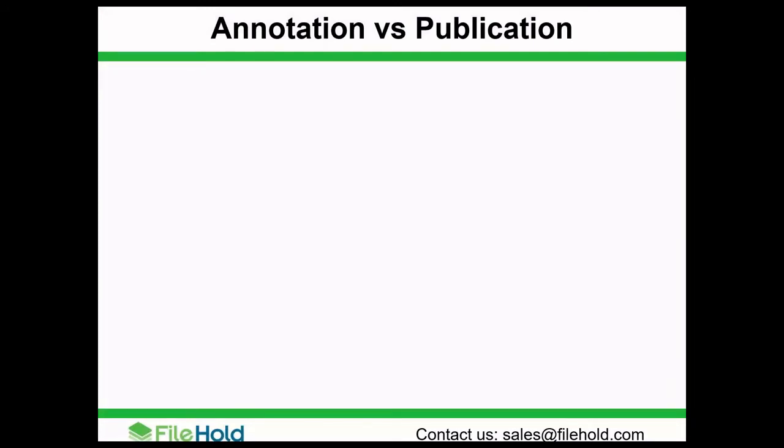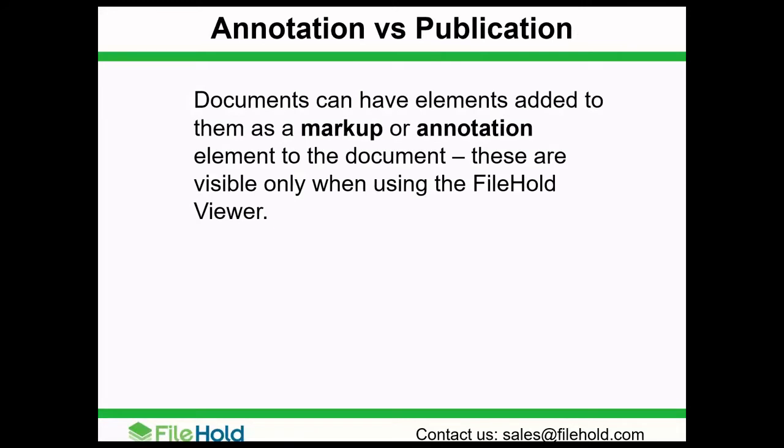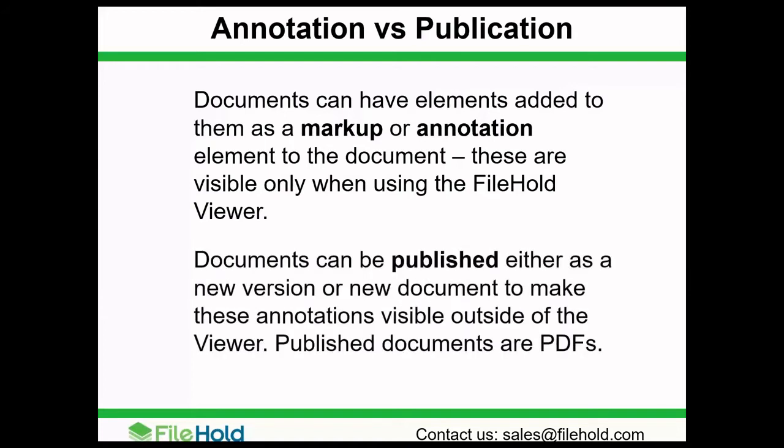But first, I just want to talk about the difference between annotating documents and publishing documents, which is an important distinction within the software. An annotation is a layer that we're putting on top of the document that allows you to do markups or annotations, and it's visible only when you're using the FileHold viewer. So it's not actually something that becomes public and shared outside of the system. Publishing a document either creates a new document or a new version of the document in which those annotations are baked into that PDF, so they're not removable.